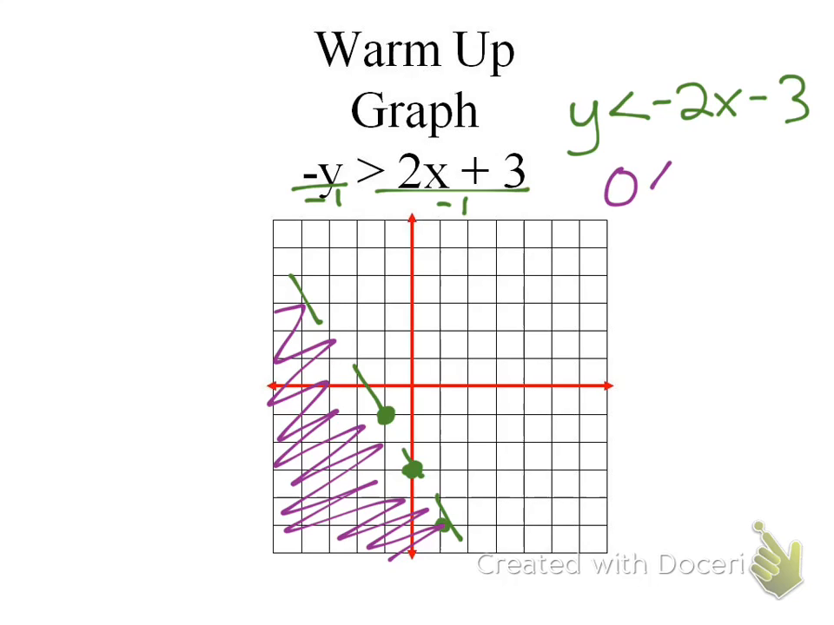If you put 0 less than -3, that is not true, so you would not shade in the region that had your test point in it. You shade in the other region. So either way, we get that we're shading below the line. The line is dotted, and there is its location. What are your questions?